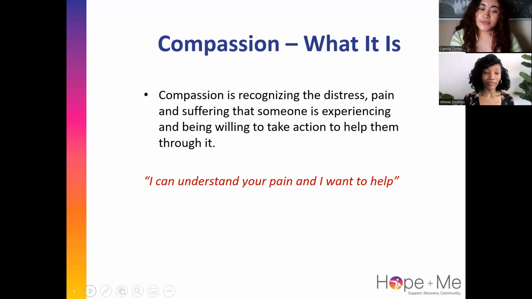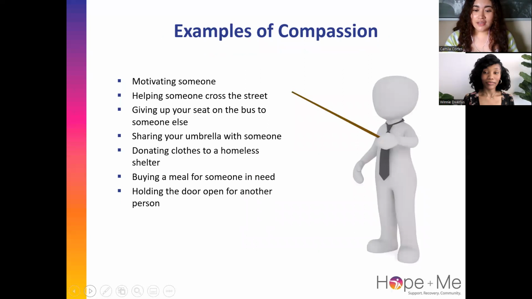Here are some examples of compassion. Motivating someone. For example, if your friend is feeling down because they failed a test or because they got into an argument with someone, it is okay to let them know that it's okay to feel sad or upset about the event and that you are there to help them get through it. That is an act of compassion.